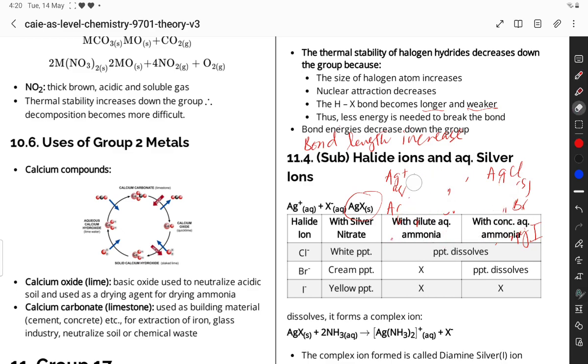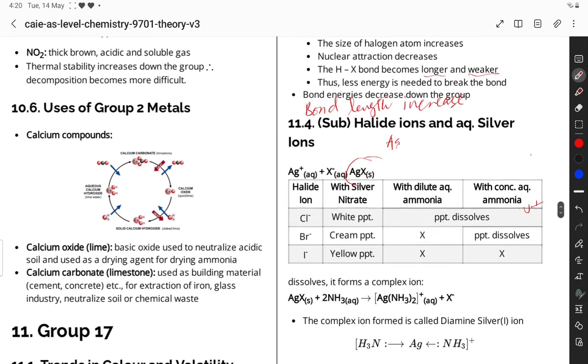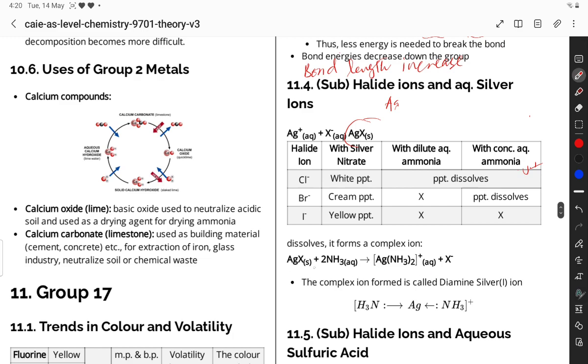Similarly, bromide precipitates are insoluble in dilute ammonia but soluble in concentrated ammonia. Iodides form a yellow precipitate which is insoluble in both dilute ammonia and concentrated ammonia. Silver chloride dissolves to form a complex ion when it reacts with ammonia. This is the structure of the complex ion. The complex ion formed is called diamminesilver(I) ion.